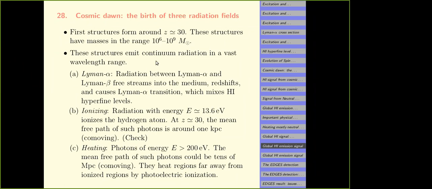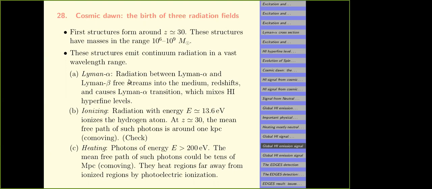These structures emit continuum radiation in a vast wavelength range, actually. So this is continuum radiation. There are stars in these objects, remember? So stars emit in a huge range. They don't emit in X-ray, but binary stars do, and our galaxy has enough emission in it. The three radiation fields of interest to us are the following.